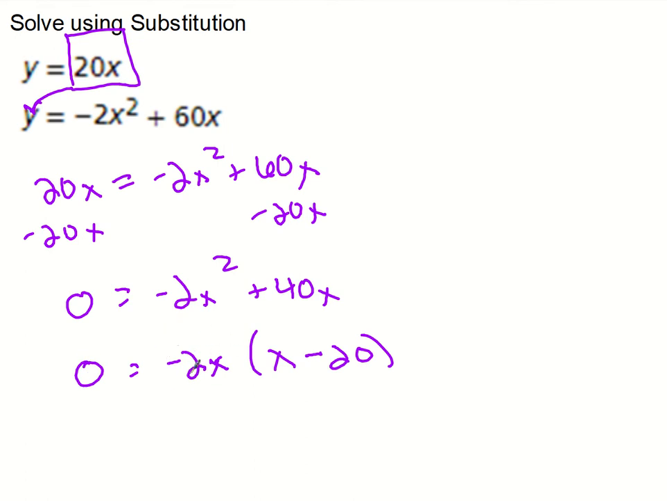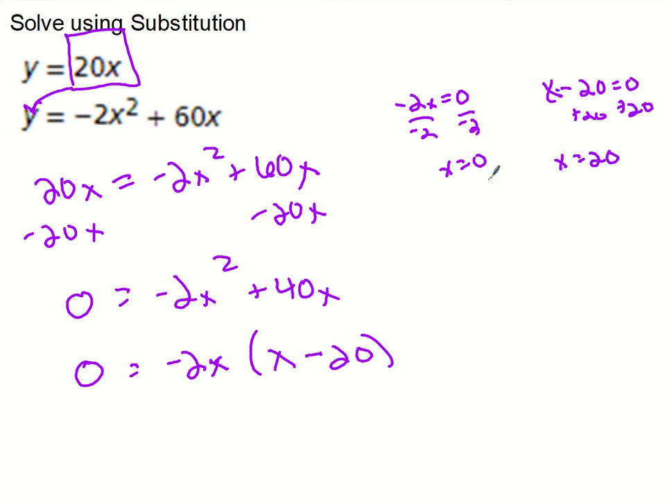Because now I have the product of two different terms here. If either term is equal to 0, this whole thing is equal to 0. So I can solve my two different equations. I have negative 2x equals 0, and I have x minus 20 equals 0. Divided by negative 2, x equals 0, add 20, x equals 20. So those are my two x values, 0 and 20.